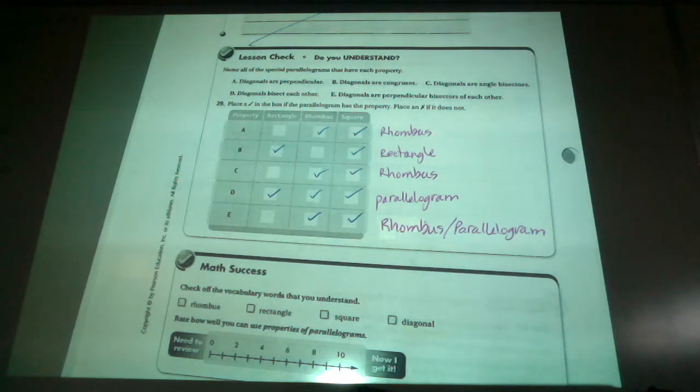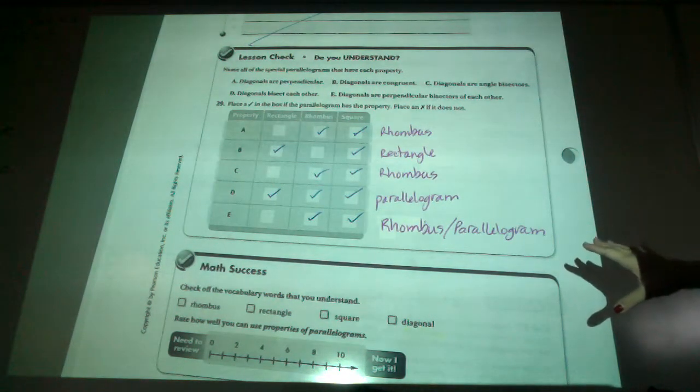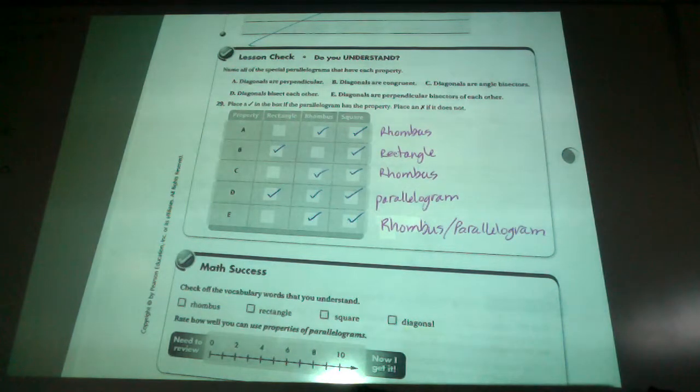And diagonals are perpendicular bisectors of each other. That's not specifically a characteristic that we have listed up here, but if your diagonals are perpendicular and they bisect, that's seen in both the rhombus and the square, and we get the bisecting from the parallelogram and the perpendicular from the rhombus, and combined, you see it in the rhombus and the square.